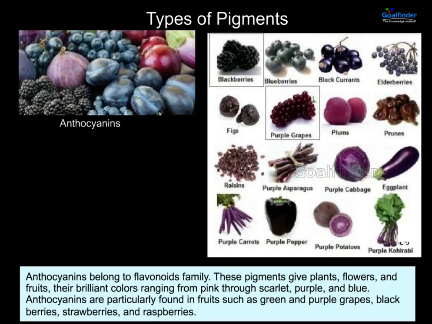Anthocyanins belong to the flavonoids family. These pigments give plants, flowers and fruits their brilliant colors ranging from pink through scarlet, purple and blue. Anthocyanins are particularly found in fruits such as green and purple grapes, blackberries, strawberries and raspberries.